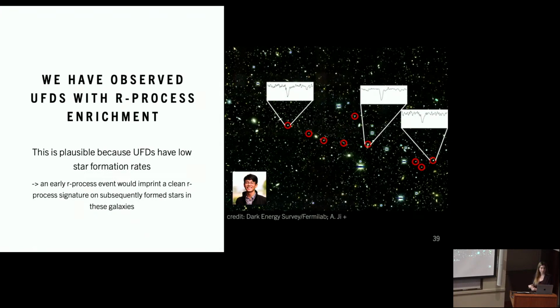Since then, we've seen it with Tucana 3, which is another ultrafaint dwarf. And also, it's plausible because these small dwarf galaxies have really low star formation rates. So if you manage to have an early R process event, then all the subsequently formed stars would have really strong, clean R process signatures. So it does seem like this is a method of forming these stars, but how significant is it? Is this link significant or not?